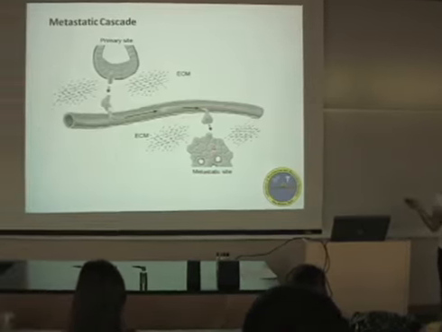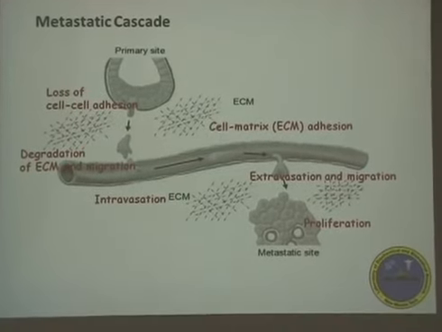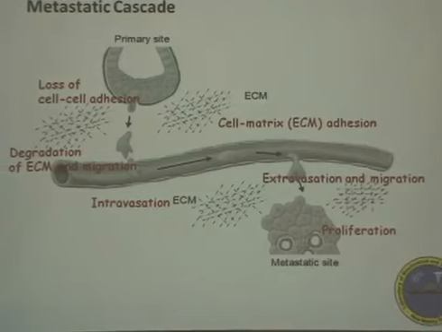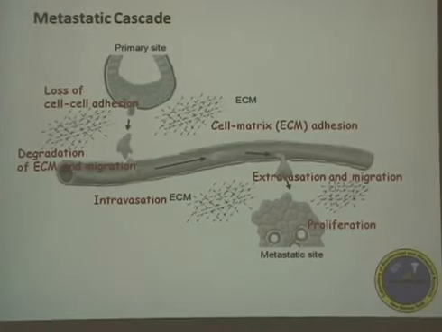In the first step, the cells within the primary tumor start detaching from each other, and they start interacting with the extracellular matrix. This interaction with the extracellular matrix activates different signaling pathways, which promotes the release of proteases, degrading the extracellular matrix and allowing these cells to get into the blood vessels.